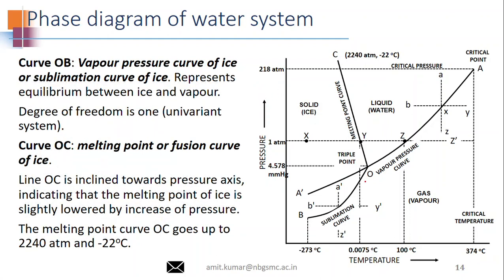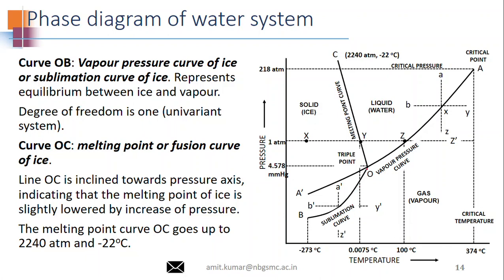Now looking at curve OB, this is called the sublimation curve. Why sublimation? Because it represents the phase boundary between solid, ice, and gas, which is vapor. So again this boundary is a univariate system, that means the degree of freedom here is again 1.